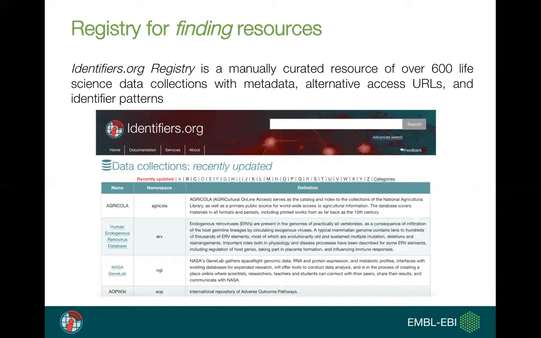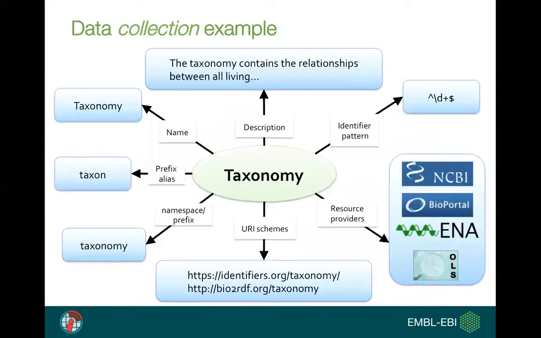So for each of the collections we store some information about them. We store a description, an identifier pattern, different URI schemes, and we also assign a unique prefix to identify the data collection within the registry. And we also store the different resources where we can get more information about this data collection.